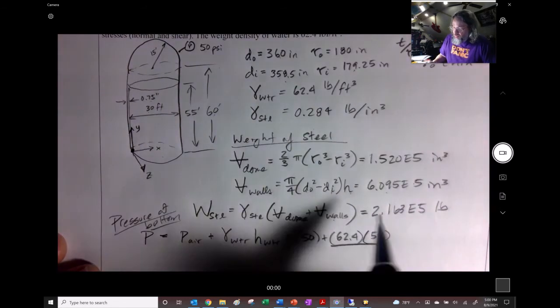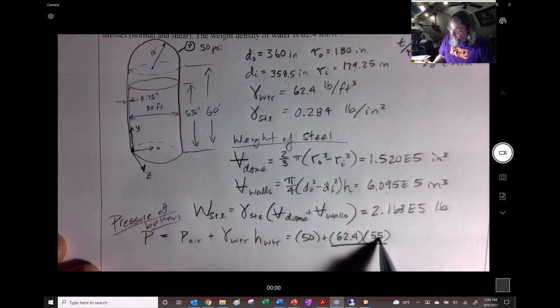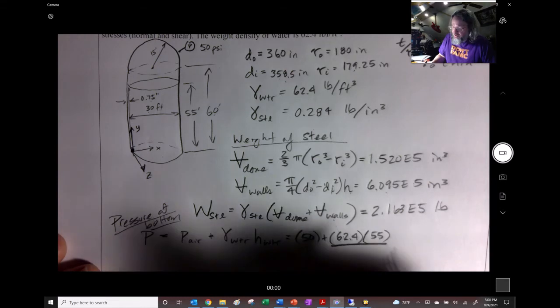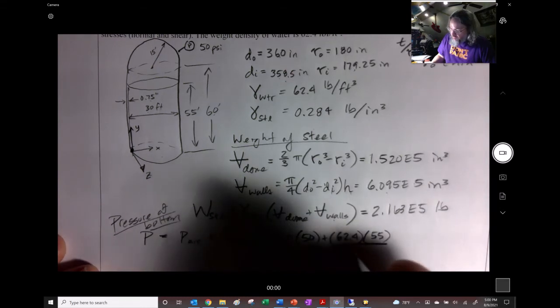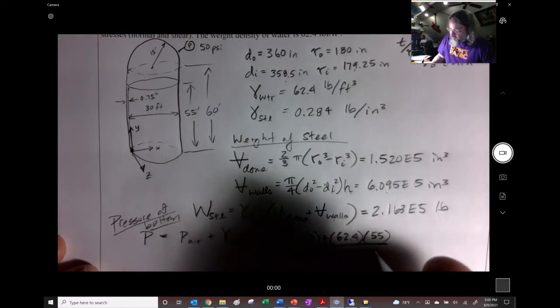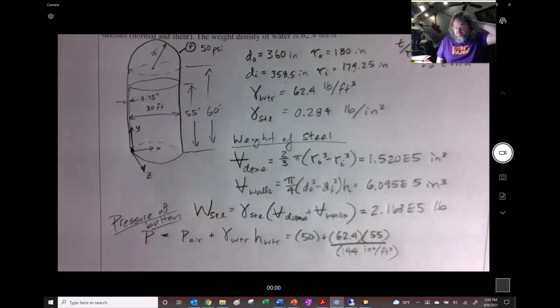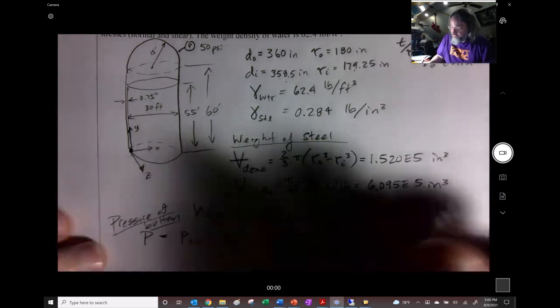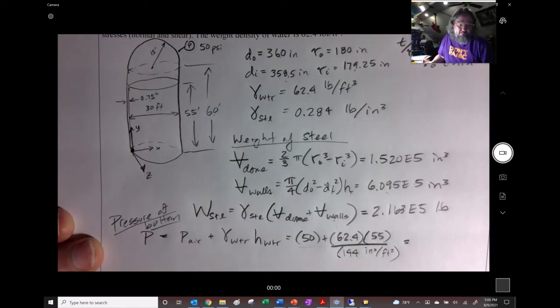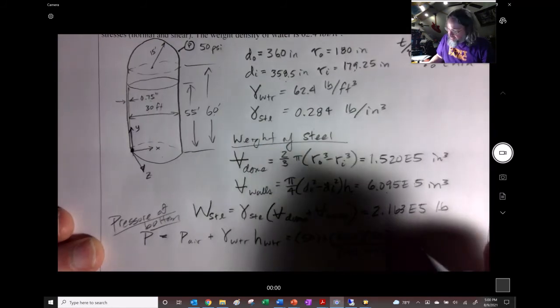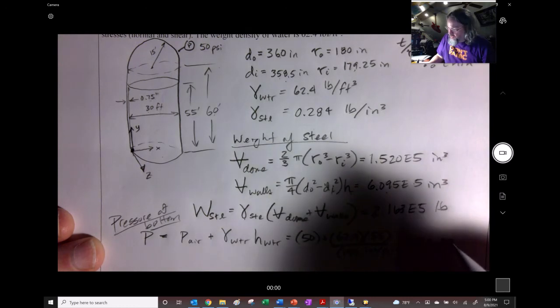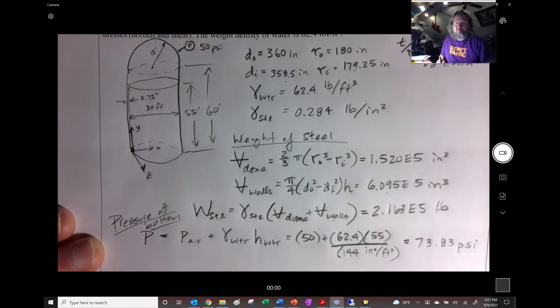And so pounds per cubic foot times foot is pounds per square foot. We need 144 inches squared per foot squared, right? 12 squared. 12 times 12. That'll turn that into PSI. We end up getting 73.83 PSI.